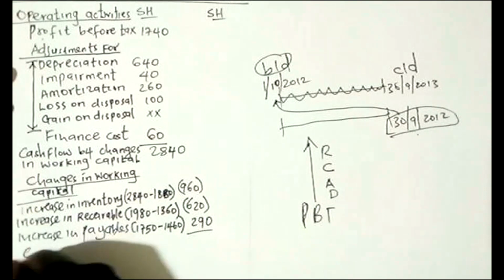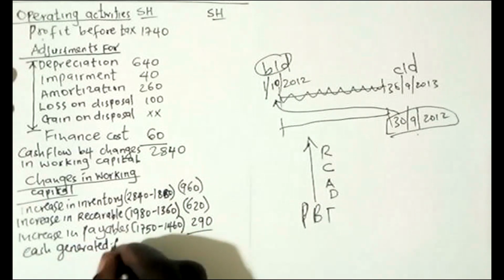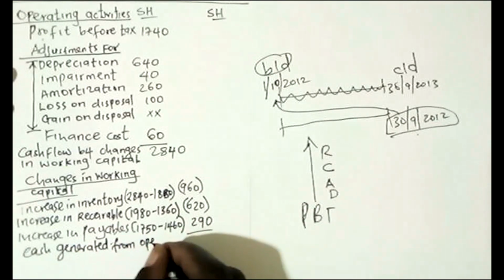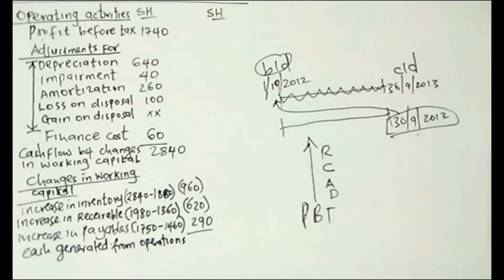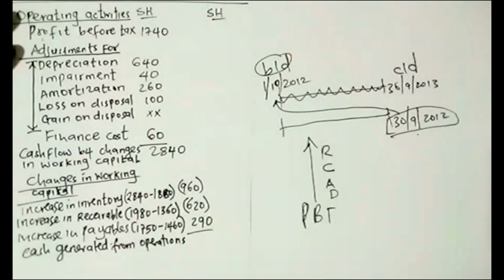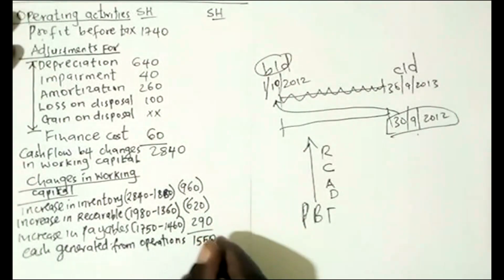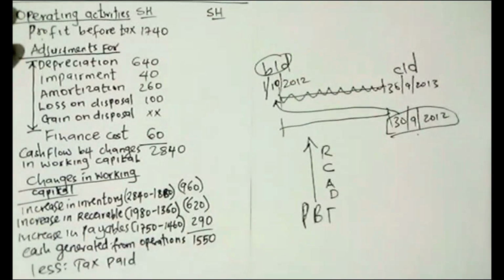So up to that point, we have cash generated from operations. So 2840 minus 960 minus 620 plus 290. I'm getting 1550. Then next we raise what? Tax paid. We raise the tax paid.